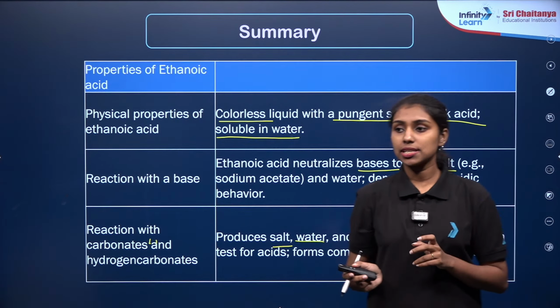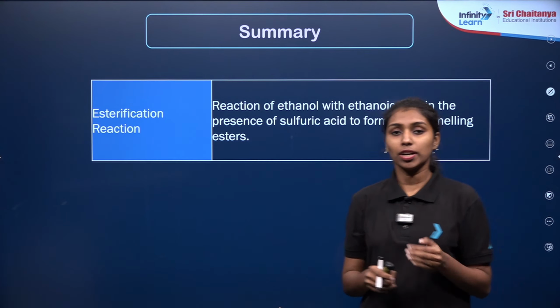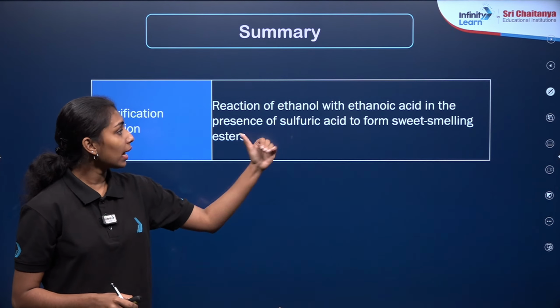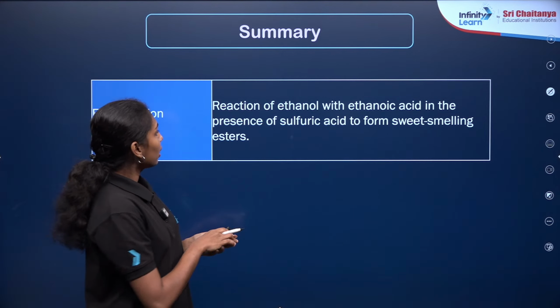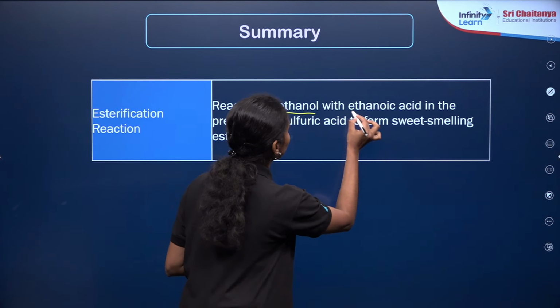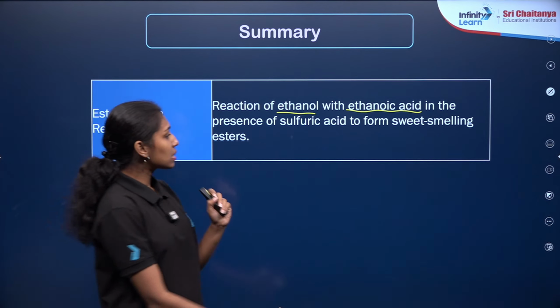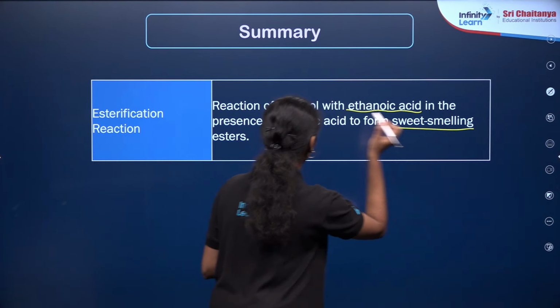Then the last reaction is the esterification reaction. What you are observing here is that when we treat alcohol plus acid, it forms an ester. Here we are discussing the reaction of ethanol with ethanoic acid. It will form a sweet smelling ester which is used in perfumes. Clear?